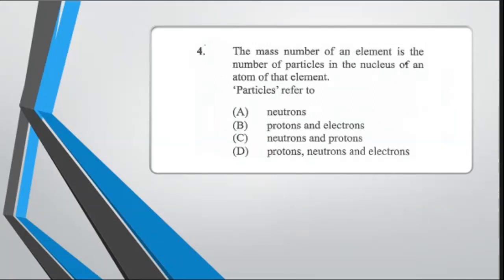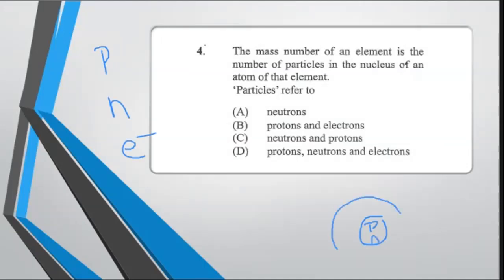All right, question 4. The mass number of an element is the number of particles in the nucleus of an atom of that element. So they want us to try and figure out what particles refers to. What we know about atoms or elements is that you have 3 subatomic particles. You have protons, you have neutrons, and you have electrons. Now inside of the nucleus, we have protons and we have neutrons.